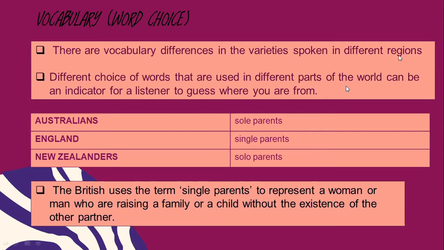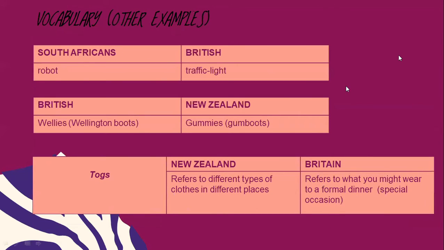Other examples, to make it clearer: South Africans refer to the traffic light as a robot, while the British use traffic light. There is also a difference between British and New Zealand: wellies are Wellington boots, but in New Zealand they use gum boots. They are the same thing, but a different vocabulary. And tops, in New Zealand, refers to different types of clothes in different places.